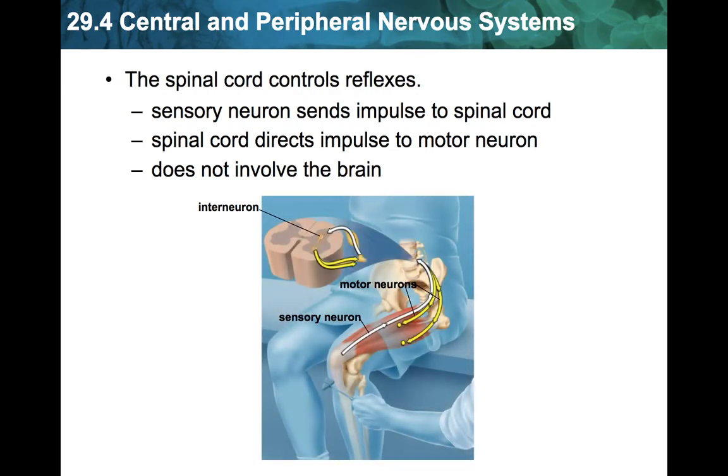Your spinal cord, now we're talking about, controls reflexes. The sensory neuron will send impulses to the spinal cord. So again, your PNS is sending signals to your CNS, which your spinal cord is included in. The spinal cord directs impulses to motor neurons. This part does not involve the brain. These are just spinal cord neurons.